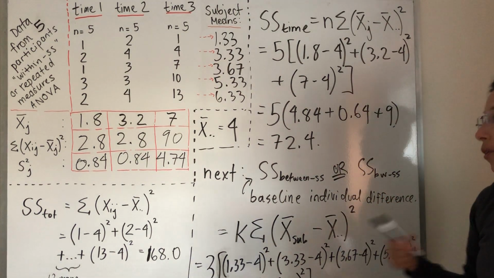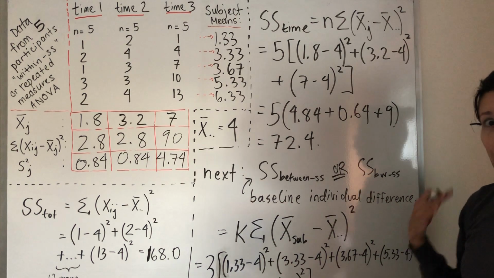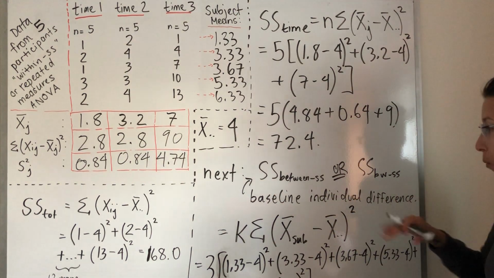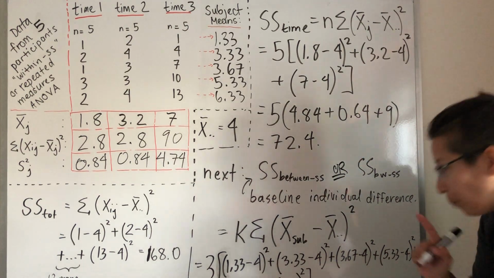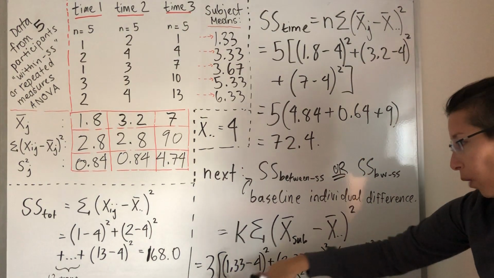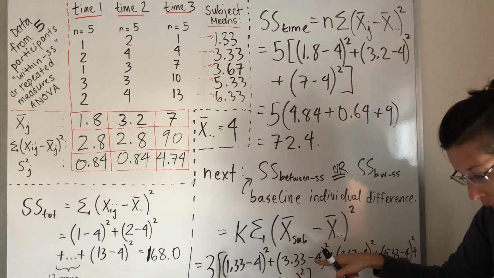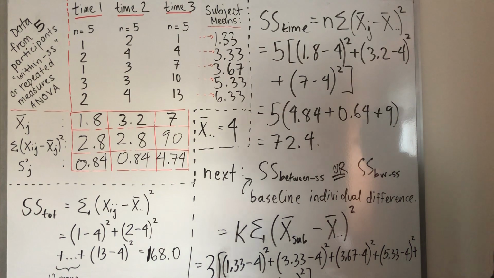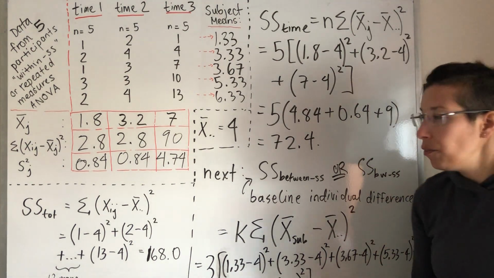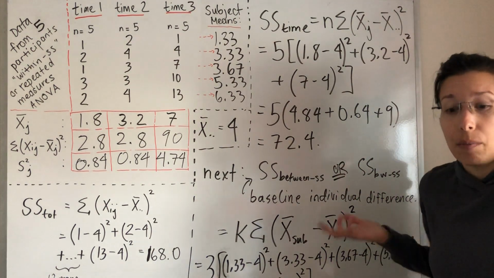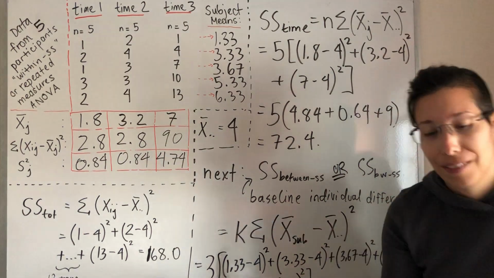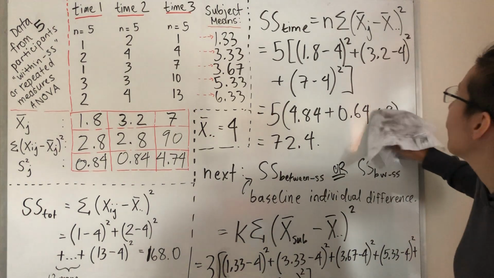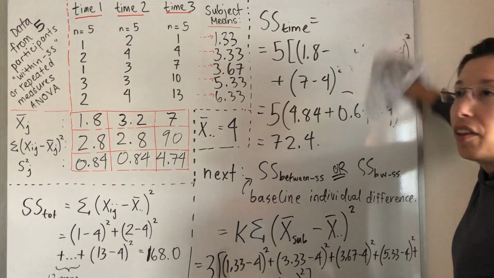So that's how we do these baseline individual difference variance quantities, or SS between subjects, or whatever you want to call them. We're going to have 3 times whatever this is, and I'm going to write that out for you. But why don't you compute it yourself? If you make computational errors, this might be a good time, because I have to erase the board.